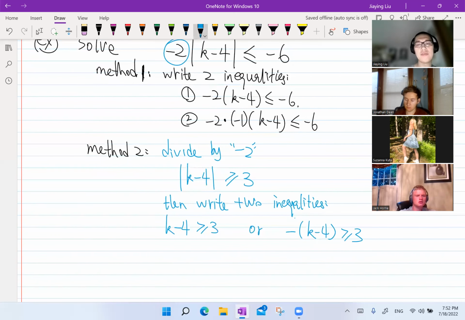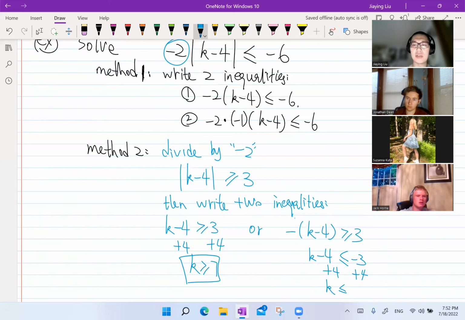And now we can solve the first one by adding 4 to both sides. So we get k greater or equal to 7. Or we can have the second one, when we solve, we have to get rid of the negative. So k minus 4 less than or equal to -3, adding 4 to both sides. So we get k less or equal to 1.